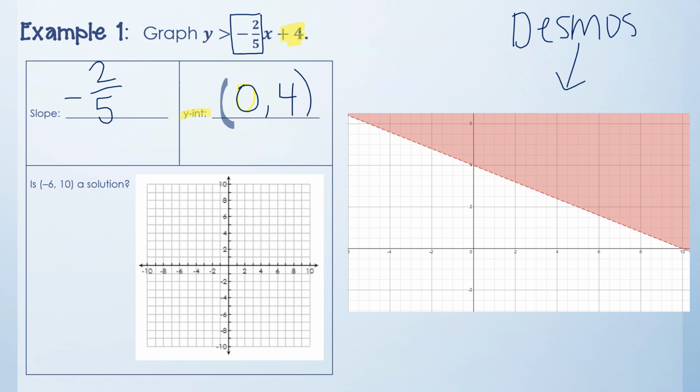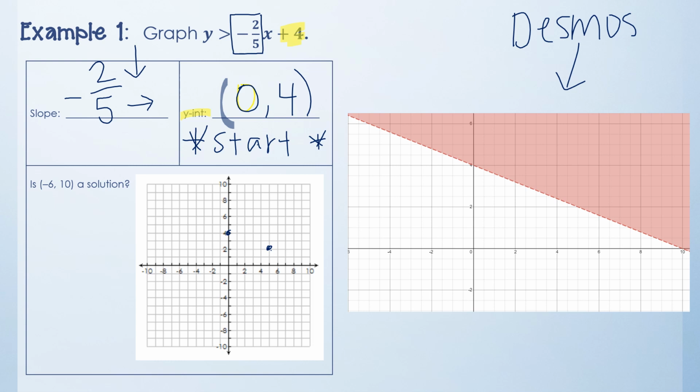To graph something that's in slope-intercept form, we always start with our y-intercept. You have to start at a point. It doesn't have to be the y-intercept, but in slope-intercept form, it gives me the y-intercept. So I would start at 4, and then my slope is -2/5, which means I'm going to go down 2 and right 5. You could also go up 2 and then left 5. Either way, it would give you a negative. So down 2, right 5, down 2, right 5.